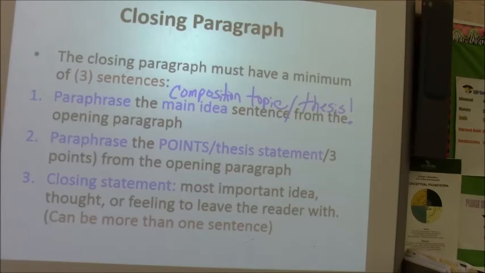That's the way you should do your main idea, your composition topic, your thesis, and the points. Notice number 2 has that word again, paraphrase. That's what you should do for both of these items. They ought to be like Bumblebee, a transformer at the end after you're done with it.